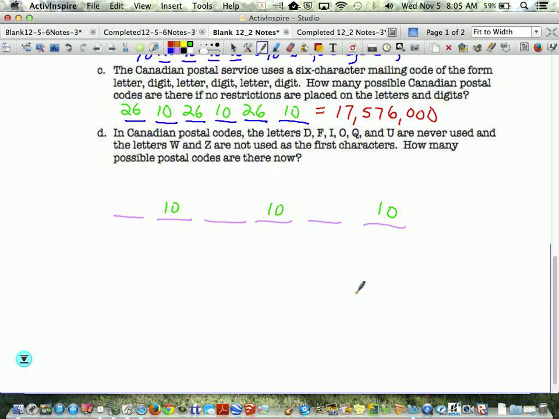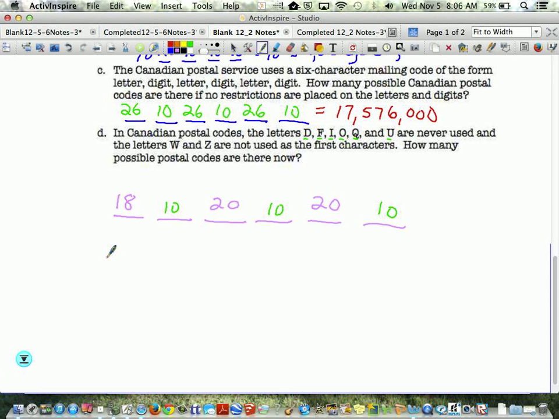So as far as my digits go, I still have a 10, a 10, and a 10 for my choices when I do my digits. But with the letters, we have to be a little bit more careful. There are 1, 2, 3, 4, 5, 6 letters that can't be used ever. So in this position, this would be 26 minus the 6, right? 20. So I can use 20 there. I can use 20 there. But in addition to those 6 in the first position, for whatever reason, we can't use W and Z. So now there's really 8 letters that I can't use. And so that's an 18.